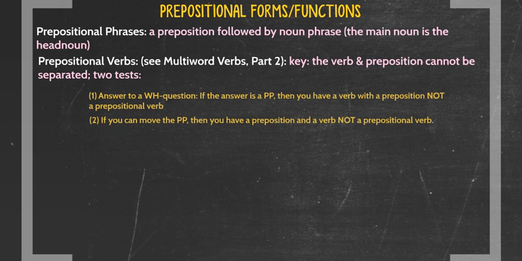If you can move the entire prepositional phrase, then you have a preposition and a verb, not a prepositional verb. Over the hill is the house. Or over the hill they walked. They walked over the hill. You can move that entire prepositional phrase. Therefore, you're dealing just with a preposition and not a prepositional verb.